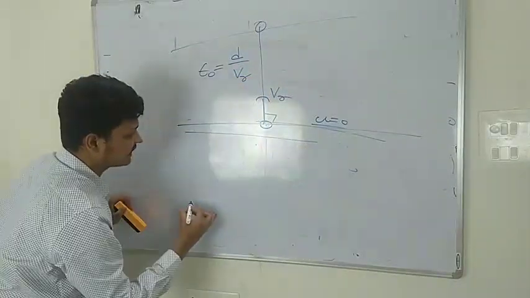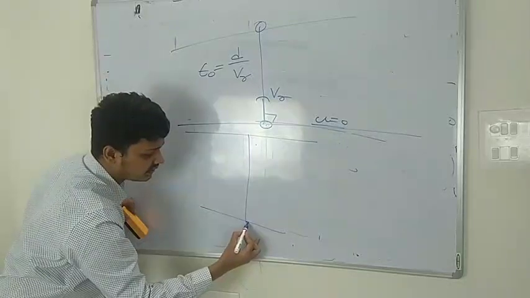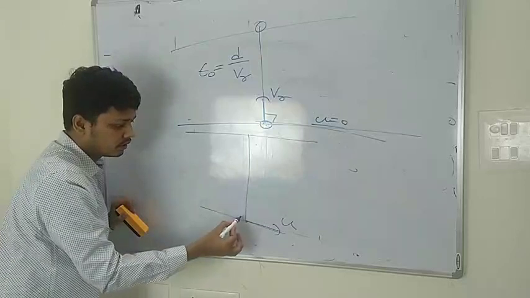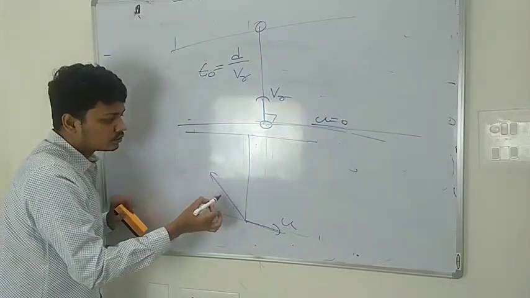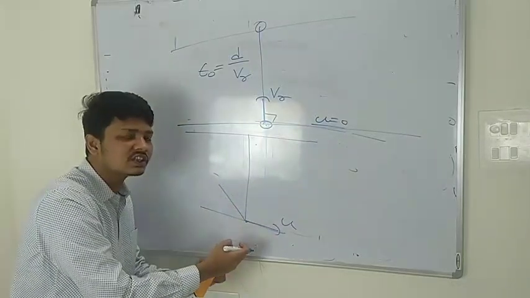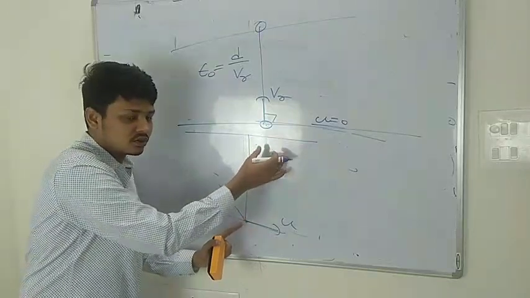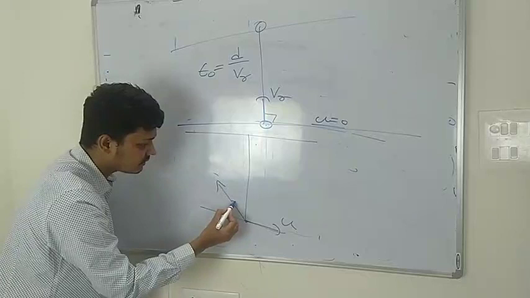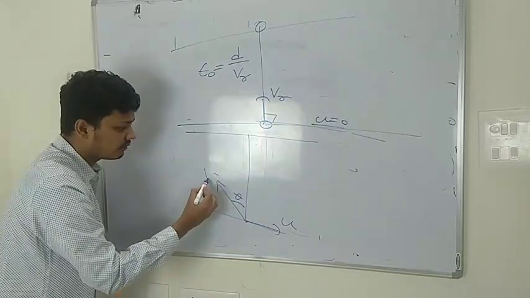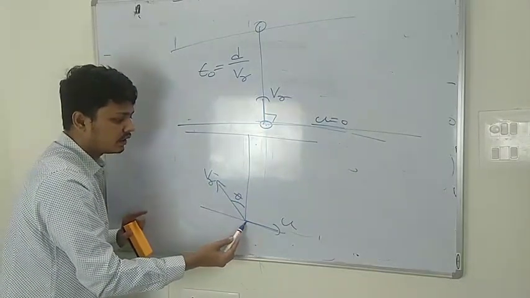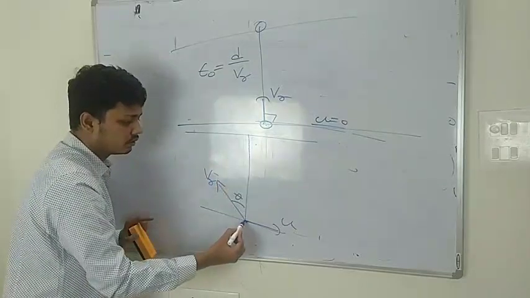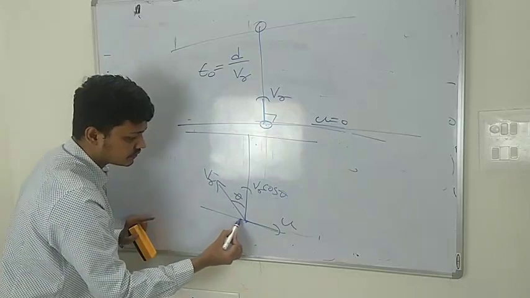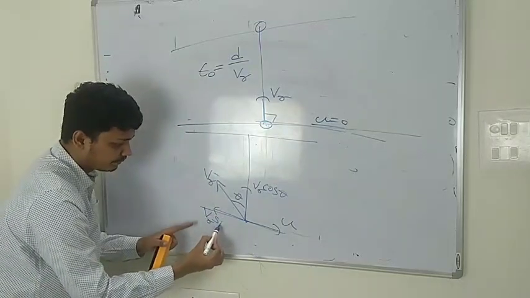Now in the second case, the river is flowing with a velocity u, but here it was 0. So the swimmer wants to go along the same path, so drift must be 0. The swimmer is going along the same path, so it is making some angle theta with the river. So it is going with Vr cos theta, and this is Vr sin theta.